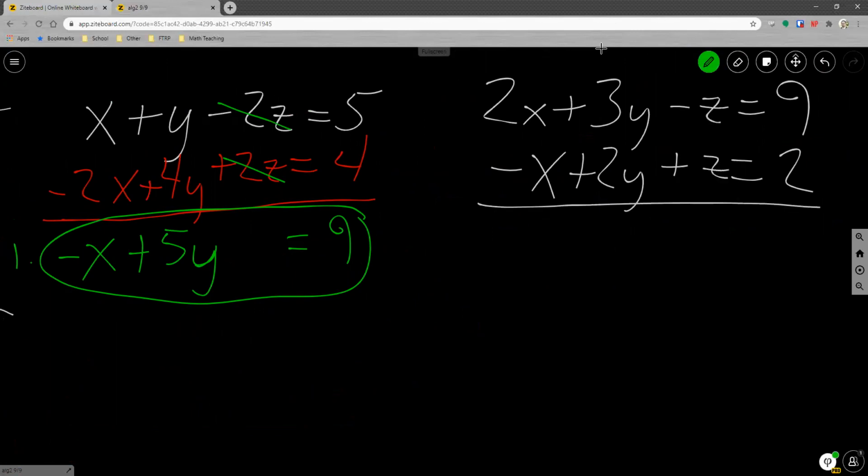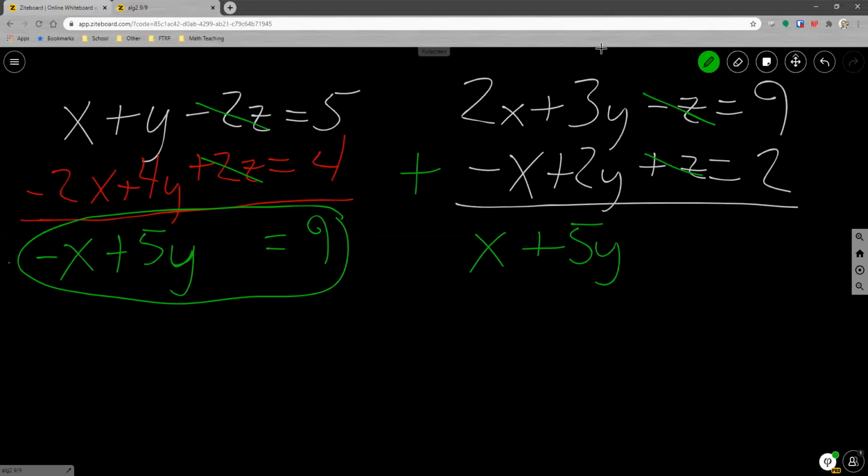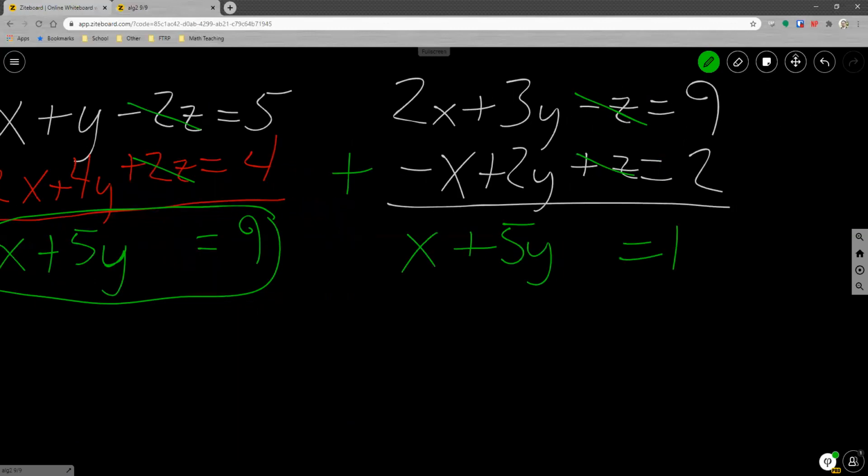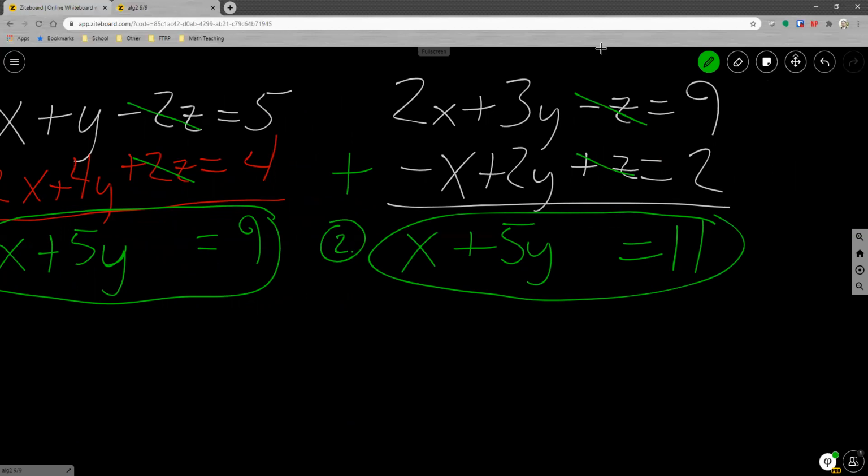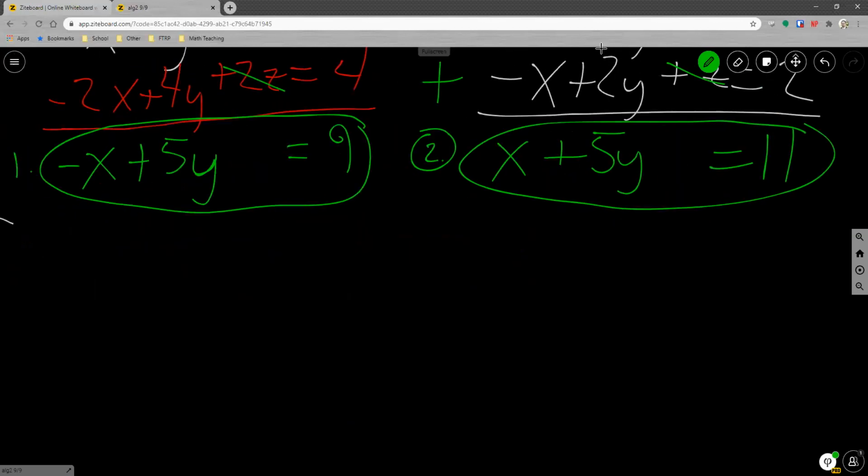And again, if I add these two equations together, remember we're treating this like a giant addition problem. 2x plus negative x is going to give me x. 3 plus 2y gives me 5y. And the negative and positive z's again cancel, which is my goal. And then finally 9 plus 2 gives me 11. And at that point, I've now created my second equation with two variables. And now I have enough for a system. So I'm going to build a new system right below, just stack these equations.